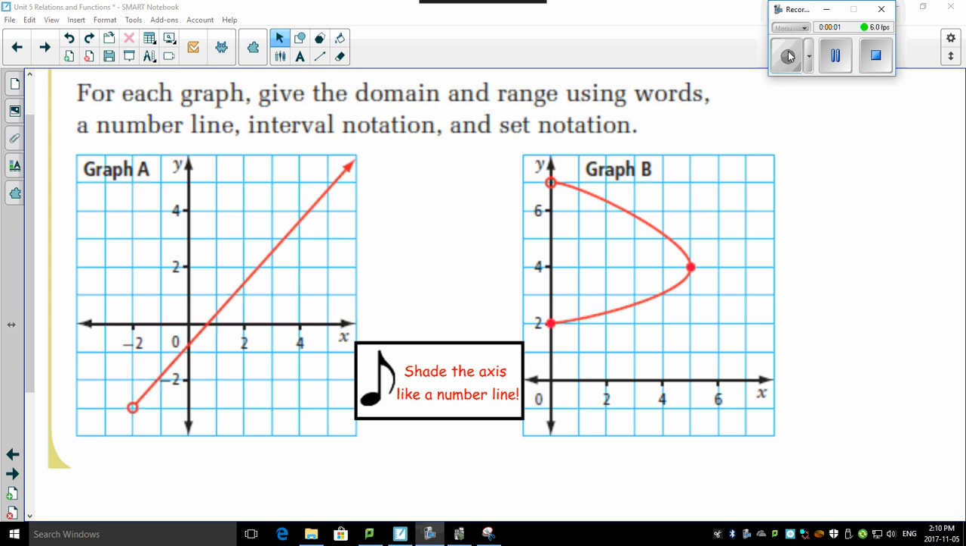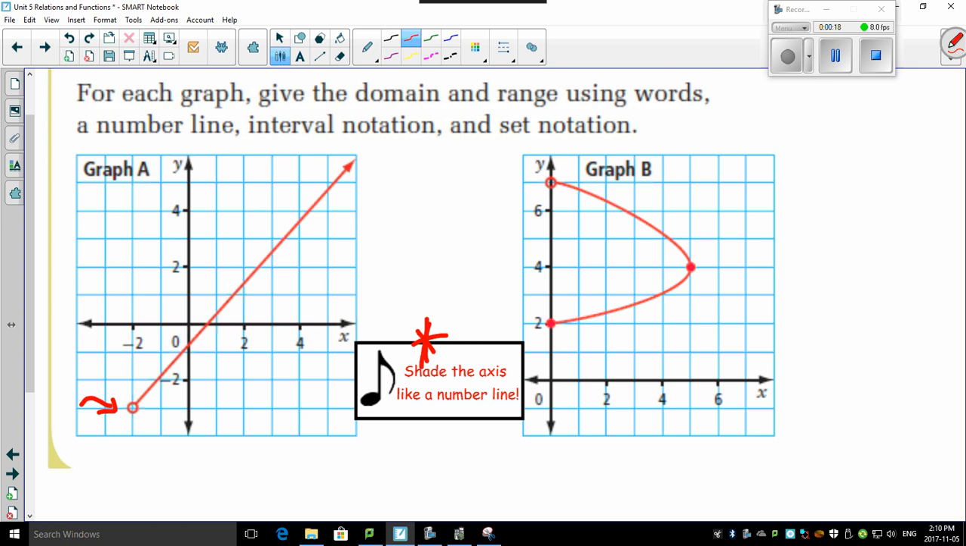Okay, let's put it all together. Let's use words, let's use the number line, let's use interval, let's use set. But the coolest thing here and the most important thing to do every time you do domain and range is try to shade the axis like a number line. What do I mean by that? Look at this particular graph.